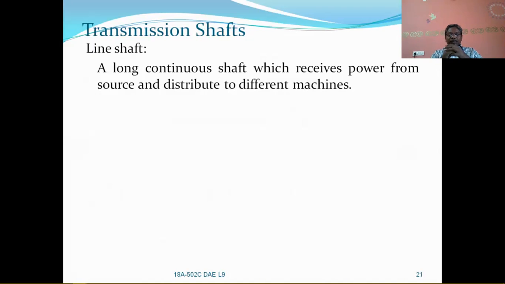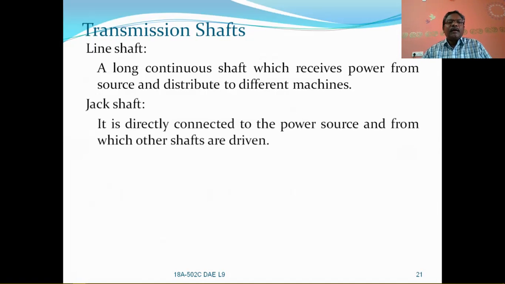So as per the definition of the line shaft, simply we can say this line shaft receives the power from the source, that means the electric motor or the IC engine, and distributes it to the different machinery. As I have given an example, to the rice mill, flour mill, and chilli mill. That is a simple best example for the line shaft.